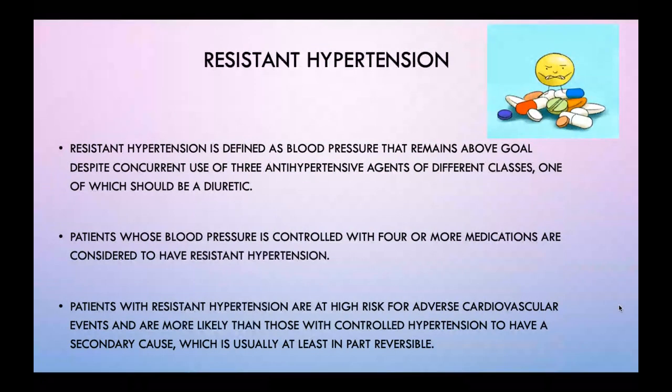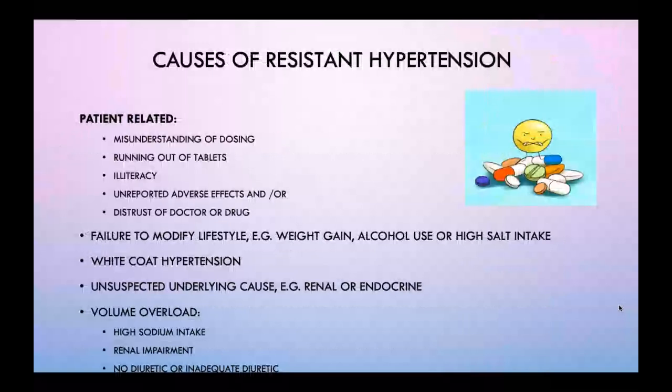Resistant hypertension is defined as blood pressure that remains above goal despite use of 3 antihypertensive agents of different classes, one of which should be a diuretic. Patients whose blood pressure is controlled with 4 or more medications are considered to have resistant hypertension. Patients with resistant hypertension are at high risk for adverse cardiovascular events and are more likely than those with controlled hypertension to have a secondary cause, which is usually at least in part reversible.